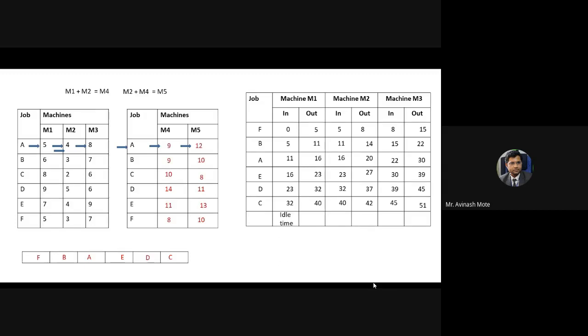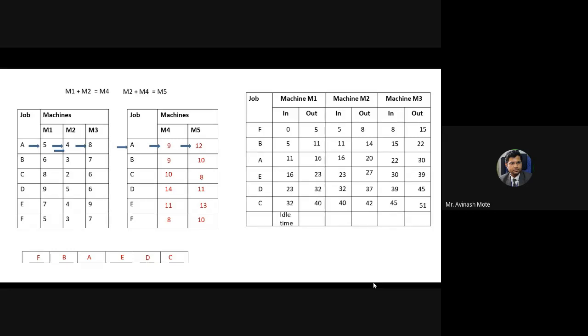Now I want idle time for machine M1. Take the time and tell me. Idle time for machine M1. Okay, you can check the crossing and entry: 0, 5, 5, 11, 11, 16, 16, 23, 23, 32, 32, and 40. Okay, no, Muskan, it will not be zero.